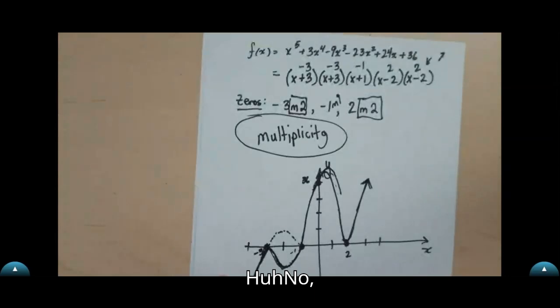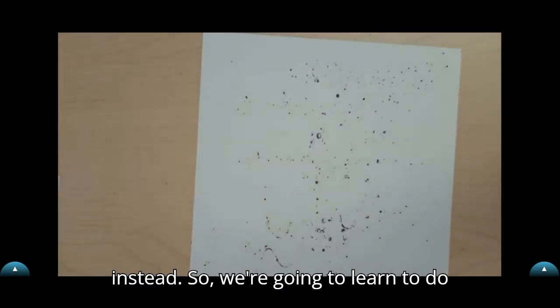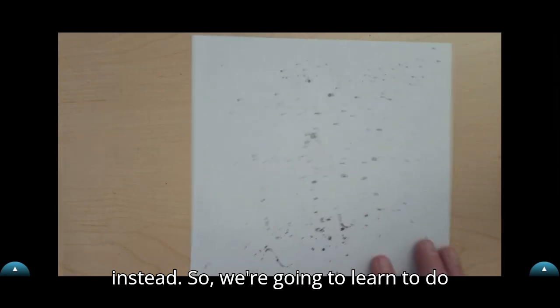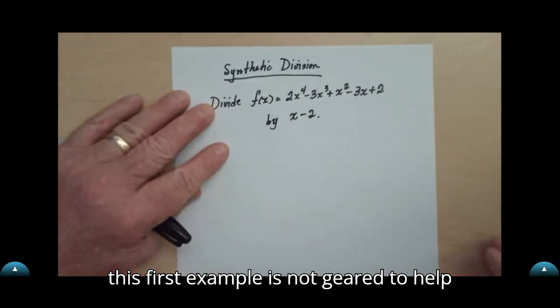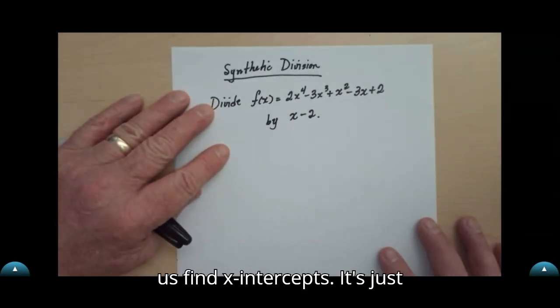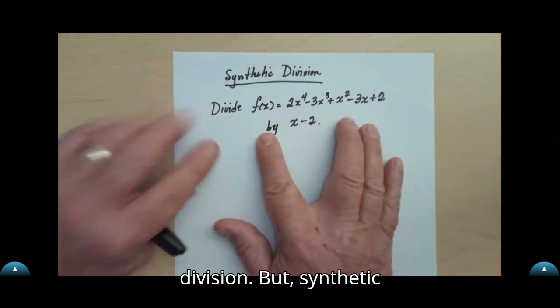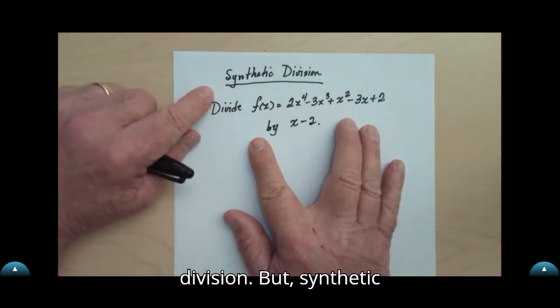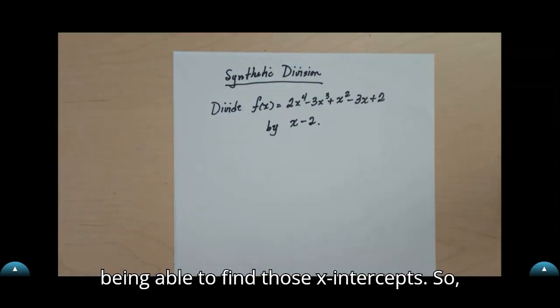Huh? Can I use that on my? No, but I'm going to show you what you can do instead. So we're going to learn to do something called synthetic division. And this first example is not geared to help us find x-intercepts. It's just geared to help you learn to do synthetic division. But synthetic division is the key to us being able to find those x-intercepts.